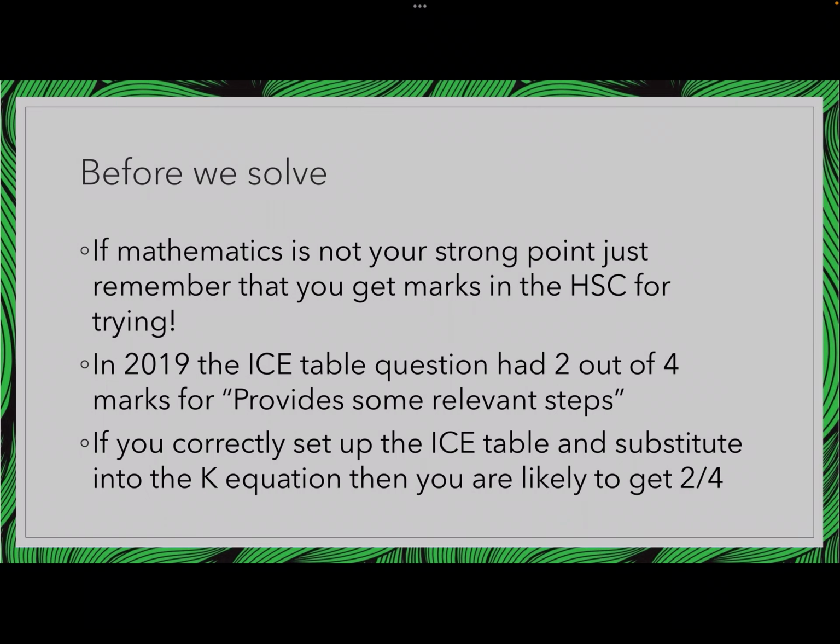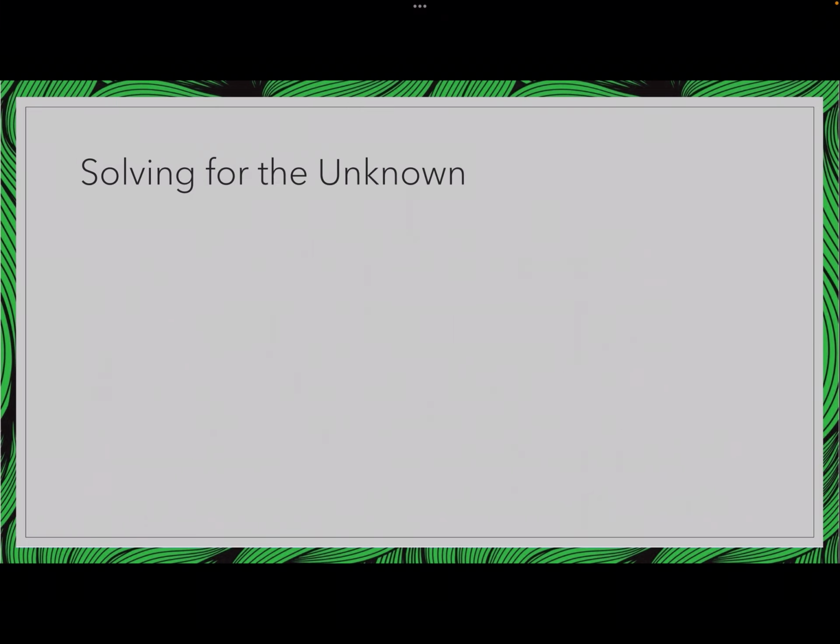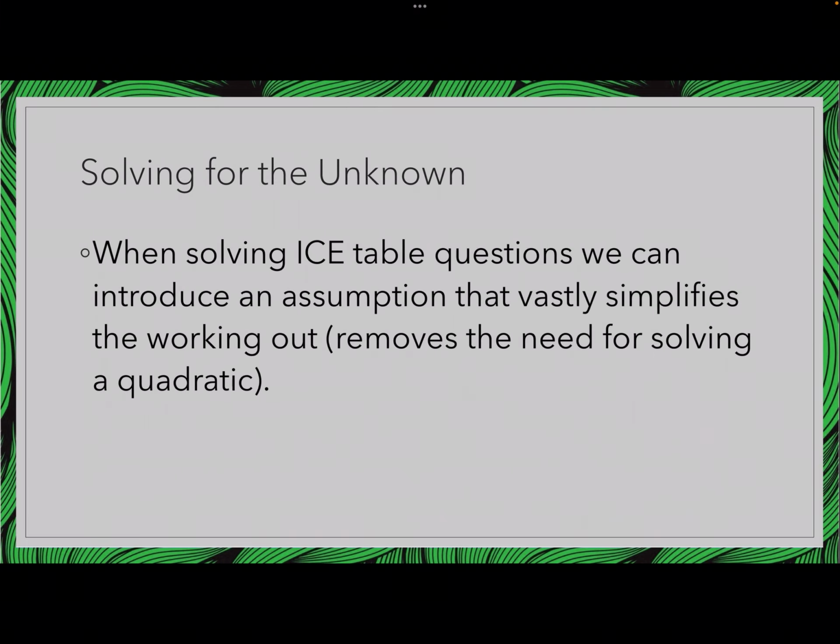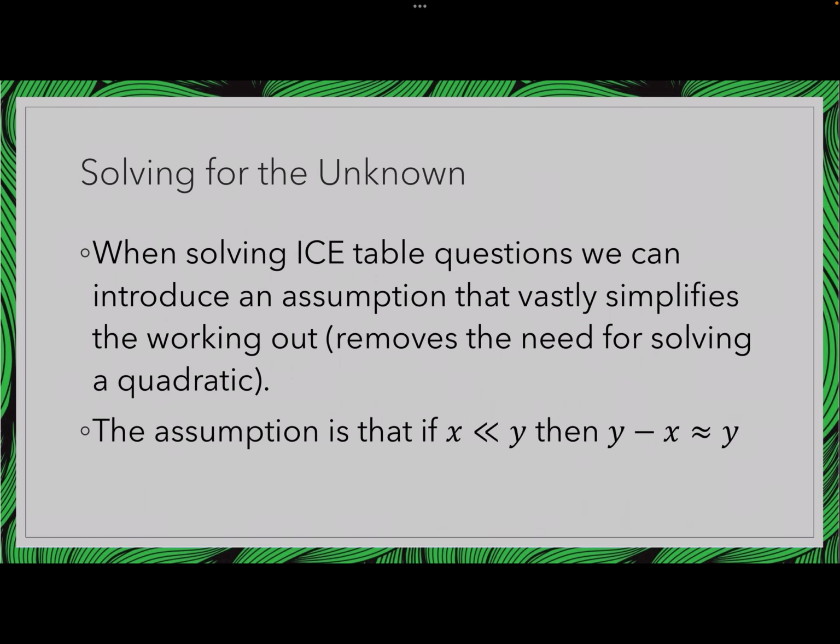Now, solve for the unknown. When solving our ice table questions, we can introduce an assumption that vastly simplifies the working out. It removes the need for solving that quadratic equation. Now, the assumption is that if x is much less than y, then y take away x is approximately equal to y. Now, what do we mean by this?